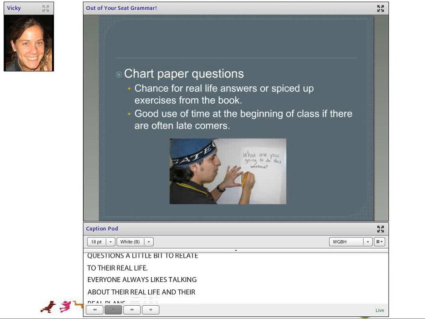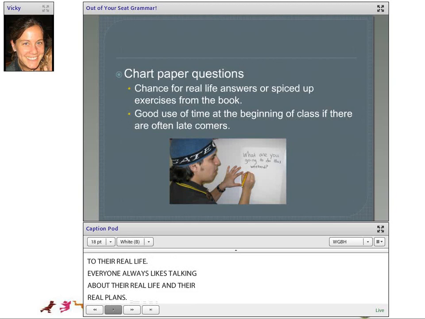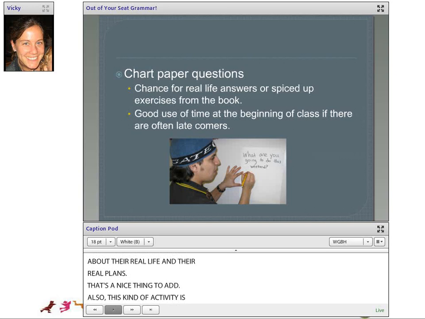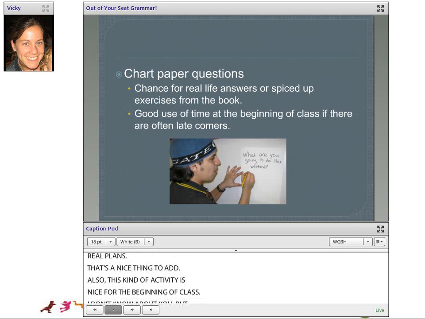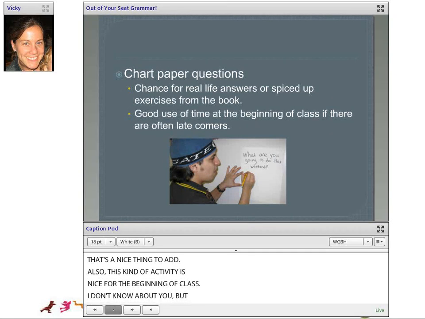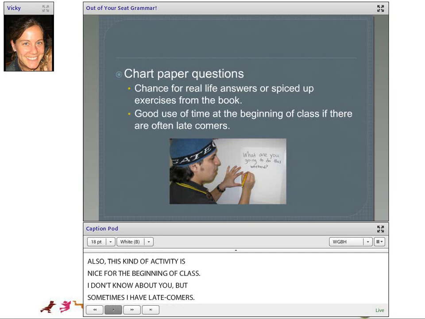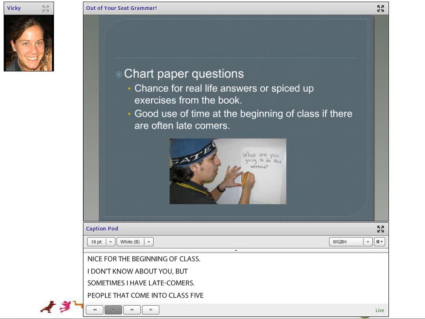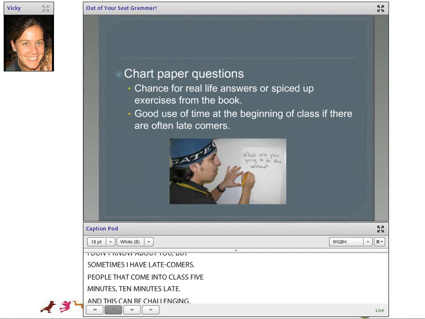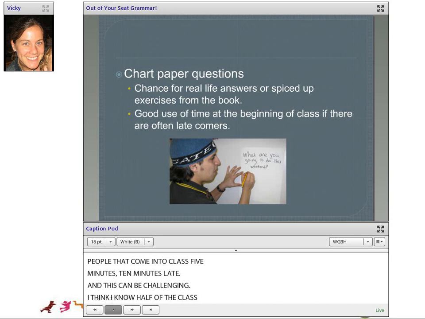Also, this kind of activity is nice for the beginning of class. I don't know about you, but I sometimes have latecomers, people who come into class 5 minutes, 10 minutes late, and this can be challenging because I know half of the class is always going to come in late. And so I want to start on time because the other half of the class is here, but I don't want to start with something so crucial that I'm going to have to repeat myself when half of the class comes in 5 minutes later.